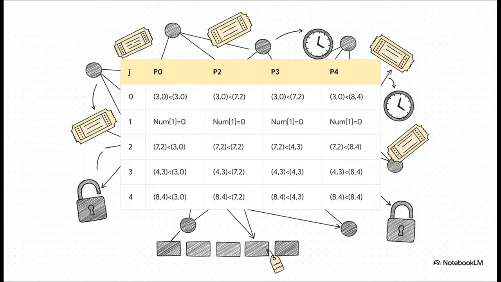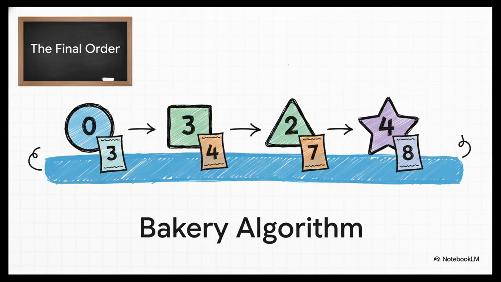No ambiguity. And just like that, by following that simple bakery logic, the processes create a perfectly clear order out of potential chaos. In this example, process P0 goes first with ticket number 3. Then comes P3 with ticket 4, then P2 with 7, and finally P4 with 8. What was a frantic race becomes a predictable, orderly, and fair sequence.